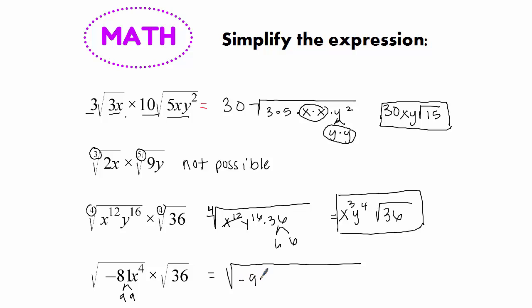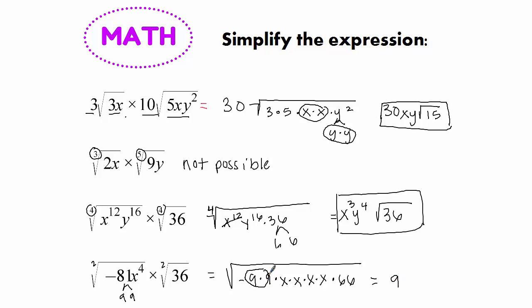So it's negative 9 times 9. I have x to the 4th, and since I have such a small amount, I can actually write them all out. And then 36 becomes 6 and 6. From here, since it's a square root, my index is 2. It's not written, but I know that my index is 2. So I look for pairs. I have a pair of 9s, so that means they can come out.